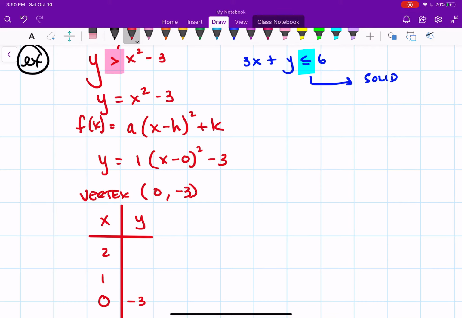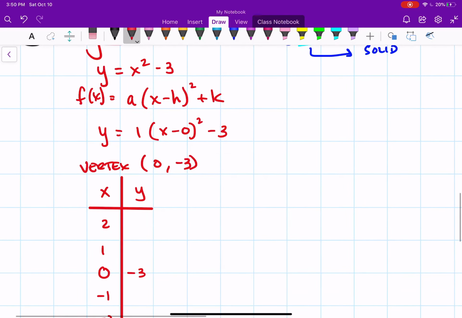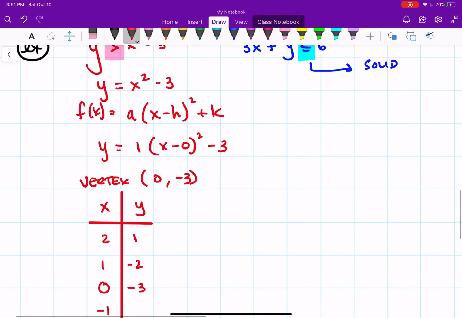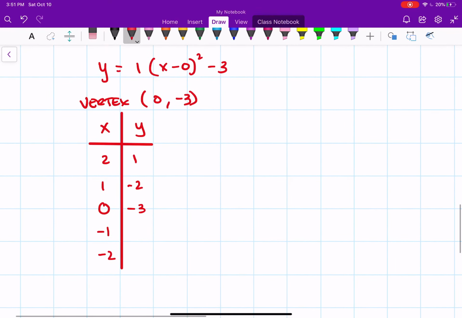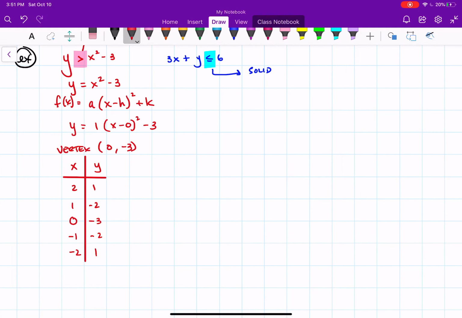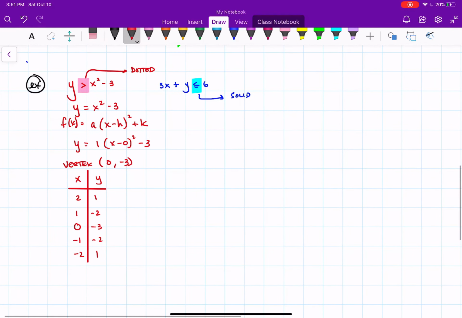So if I plug 1 in there, 1 squared is 1, minus 3 is negative 2. Put 2 in there, 2 squared is 4, 4 minus 3 is 1. Negative 1 squared is 1 minus 3 is negative 2. Negative 2 squared is 4 minus 3 is positive 1. Okay, so great. I have my table started on this side.